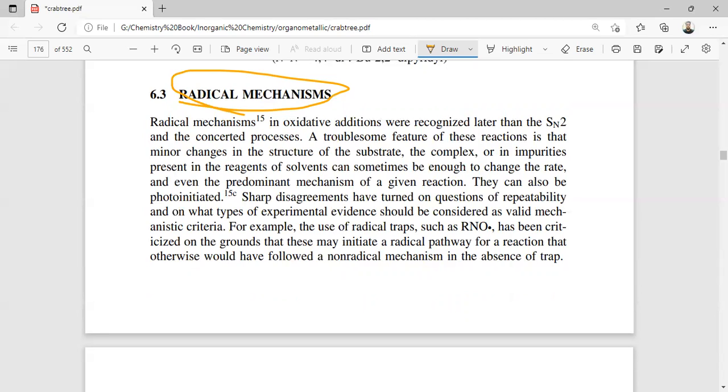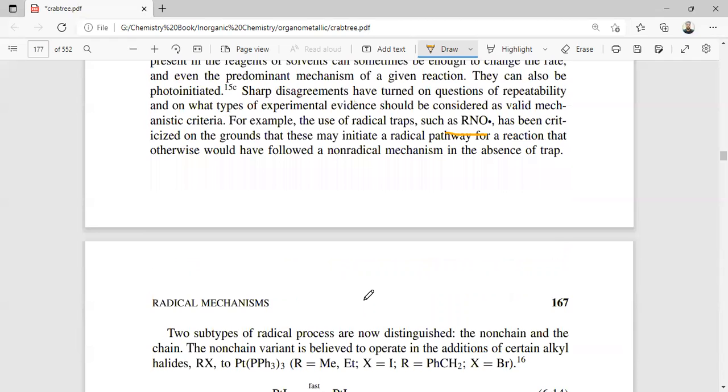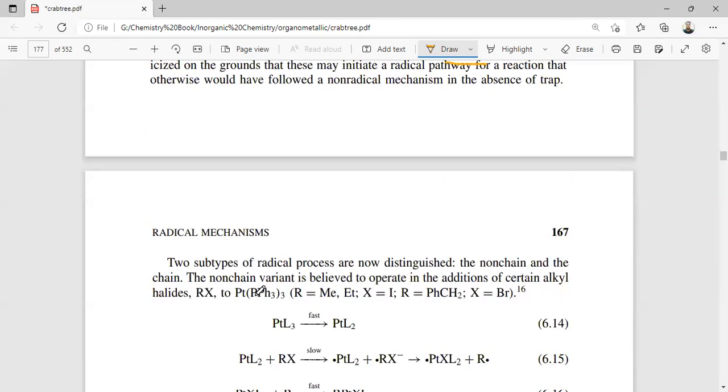The sharp disagreements have turned repeatedly on the question of what type of experimental evidence should be considered as valid mechanistic criteria. For example, the use of radical traps such as nitroso has been criticized on the ground that there are many illicit radical pathways for the reaction, which otherwise form a non-radical mechanism in the absence of trap. So two types of radical process are now distinguished: the non-chain and the chain.